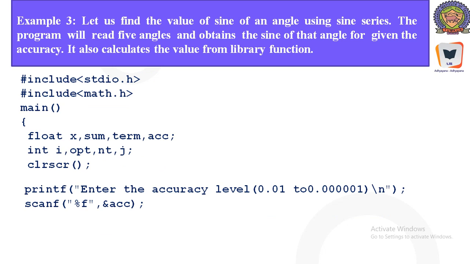It is once again the same sine of an angle, but here we dictate a particular level of accuracy. The sine of that angle for the given level of accuracy is calculated, and it also calculates the value from the library function. Since a library function is involved in this program, math.h is included. And you should have included conio.h also, because if you want to put getch somewhere in order to hold the answer for a while on the screen, you should necessarily include it since there is a getch.